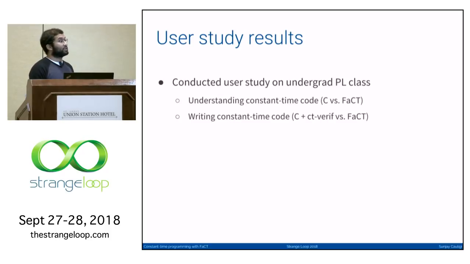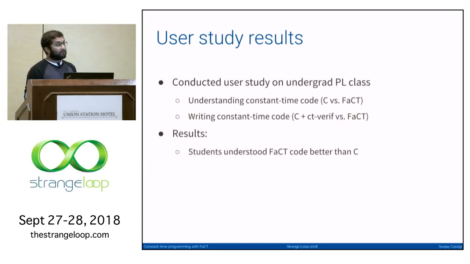So I mentioned we had a user study. We conducted this on an undergraduate programming language class. We had 2 sets of problems for them to do. We gave them code written both in C and written in FaCT, and we had them write short answer responses telling us what the code is supposed to do. And we also had them write constant time code themselves, both in C and in FaCT, based on some specification that we gave them. And the results we found were really good.